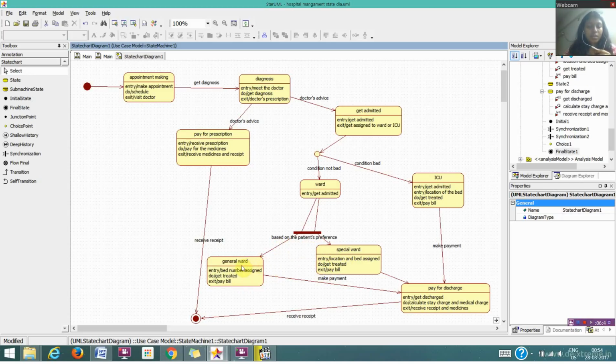So if he gets a general ward, then the entry is going to be the bed number assigned, and the process is going to be getting treated, and exit happens when the patient makes a payment. The same is going to be done with a special ward, and for the ICU again the same is going to be done. The person is going to get admitted based on the location and his seriousness, and then the process is going to be getting treated, and then exit is paying the bill. So the patient has to make the payment one way or the other.